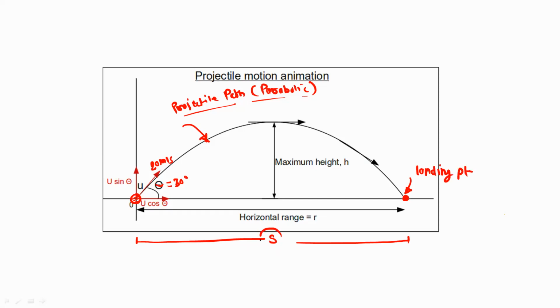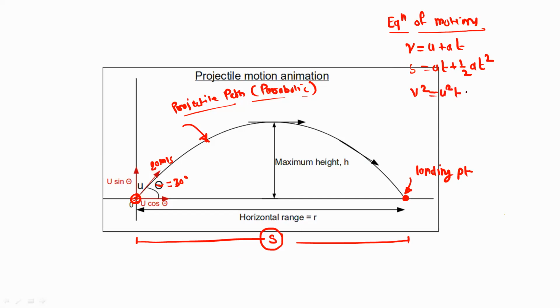So we can find out this distance by using the equations of motion. So everyone knows what the equations of motion are. So we have V is equal to U plus AT. Then S is equal to UT plus 1 half AT square. And V square is equal to U square plus 2AS. So we will use these equations to find out the maximum distance covered by the particle along the X direction.